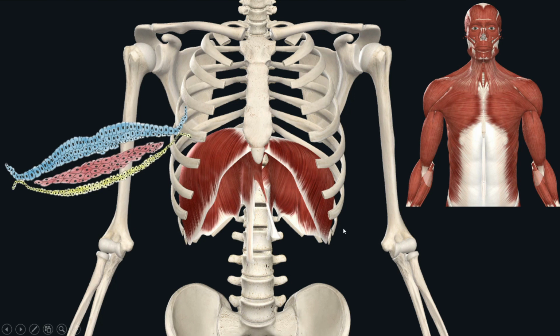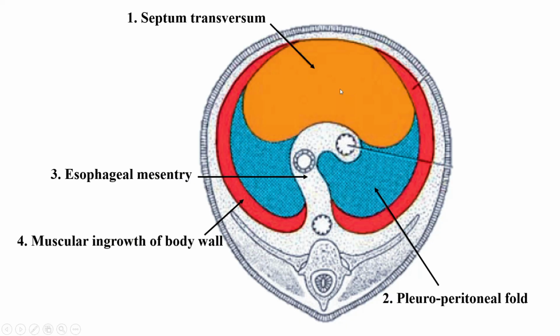So this is understandable that all the developmental sources of the diaphragm that are taking part in the formation of the diaphragm are coming from this layer. And already in my previous video, we have seen the diaphragm has 4 developmental sources. They're the septum transversum, then we have the pleuroperitoneal fold, the esophageal mesentery, a very important structure, and we have the muscular ingrowth of the body wall.